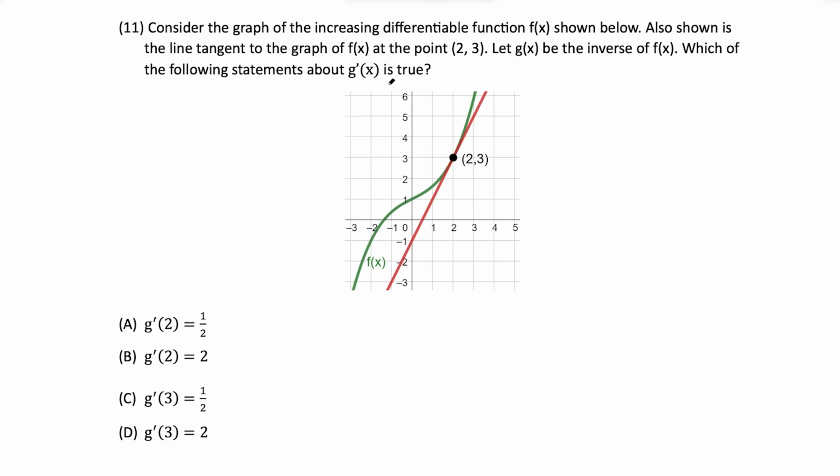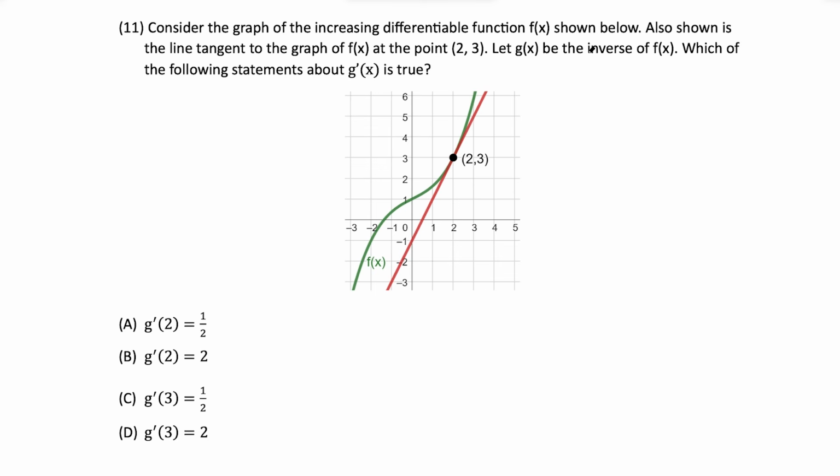Question 11, we have a graph of f of x, which is increasing and differentiable, and we also have the line tangent to the graph of f of x at the point (2, 3). And then we have g of x is the inverse of f of x. Which of the following statements about g prime is true? So we're either going to be finding g prime of 2 or g prime of 3.